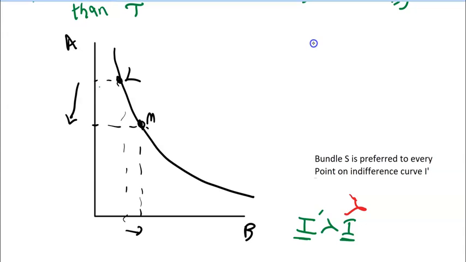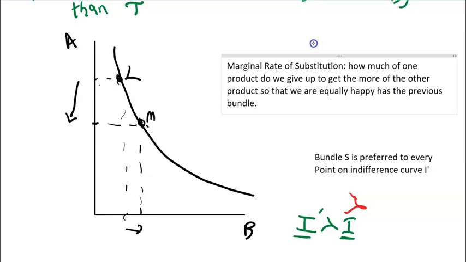So here we come up with a formula, and we call it the marginal rate of substitution. Marginal rate of substitution is how much of the product, let's say of apples, we have to give up to get more of oranges so that we are as happy as with the previous bundle. So we're giving up apples, we're getting more oranges, we're moving to point M so that we are as satisfied as we were at L.